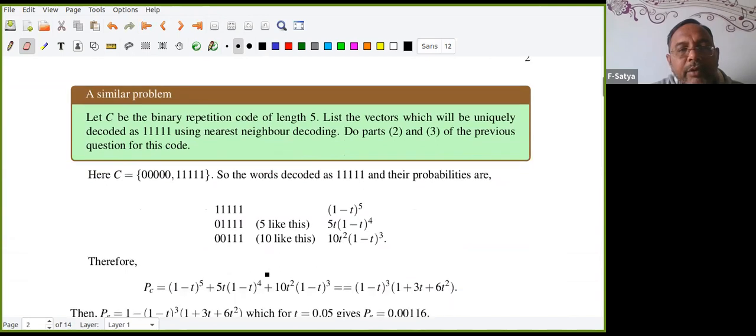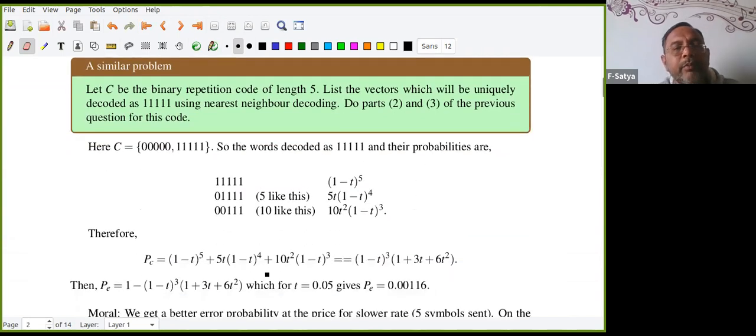Now another question, a similar problem. Let's see the binary repetition code of length 5. In my lectures also problems will be solved, and tomorrow is a completely problem solving session. So please come up fast so that I can confine myself to theory later. Let's see the binary repetition code of length 5. List the vectors which are equally likely decoded as 5 ones, right?